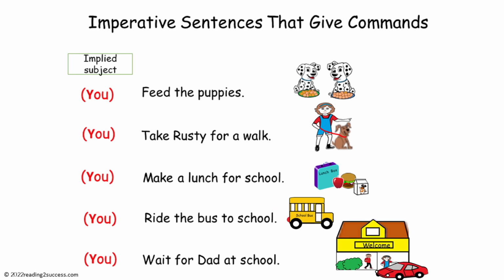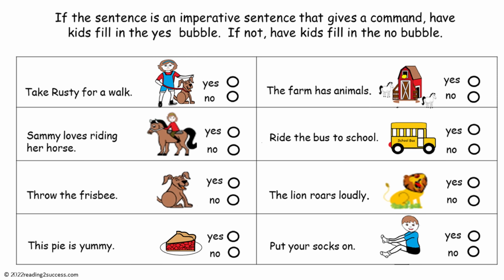Now have kids read the imperative sentences that give commands. Remind them that they tell someone what to do. Feed the puppies. Take Rusty for a walk. Make a lunch for school. Ride the bus to school. Wait for Dad at school. Have kids complete this first activity. If the sentence is an imperative sentence that gives a command, have kids fill in the yes bubble. If not, have kids fill in the no bubble. Complete the first 2 sentences with kids.